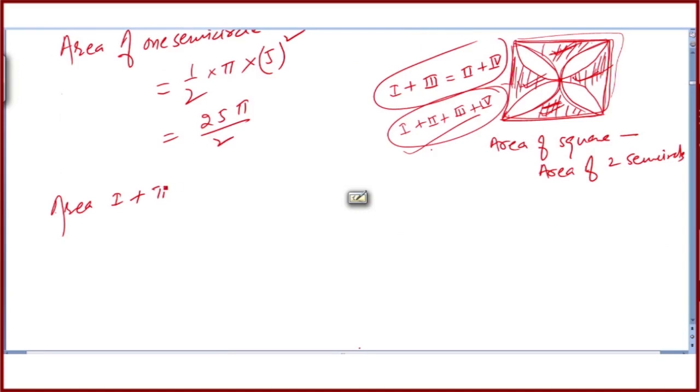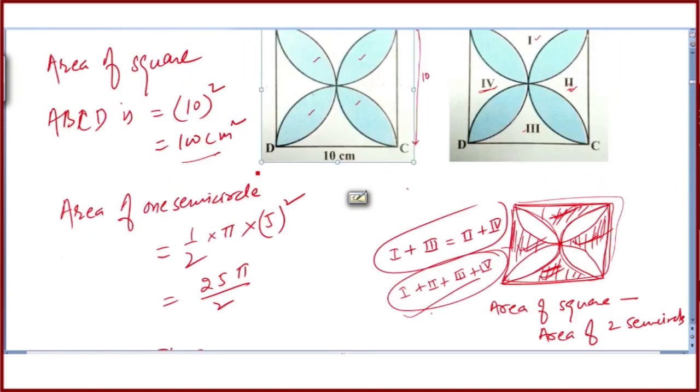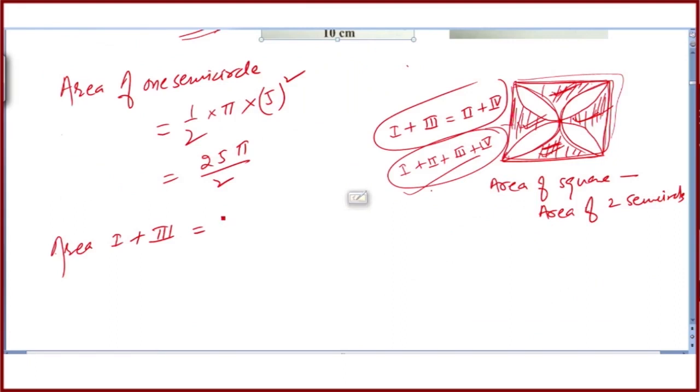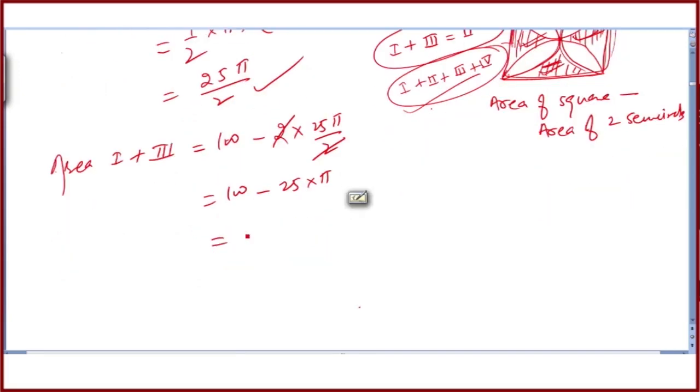So area 1 plus 3 is equal to 100 minus the area of these two semicircles. So twice of 25 pi by 2. So this gets cancelled. 100 minus 25 pi. Now if I take pi as 3.14, 100 minus 25 into 3.14. Okay. So you need to multiply 25 by 3.14. So what you can do is you can write it as 100 by 4 into 3.14.